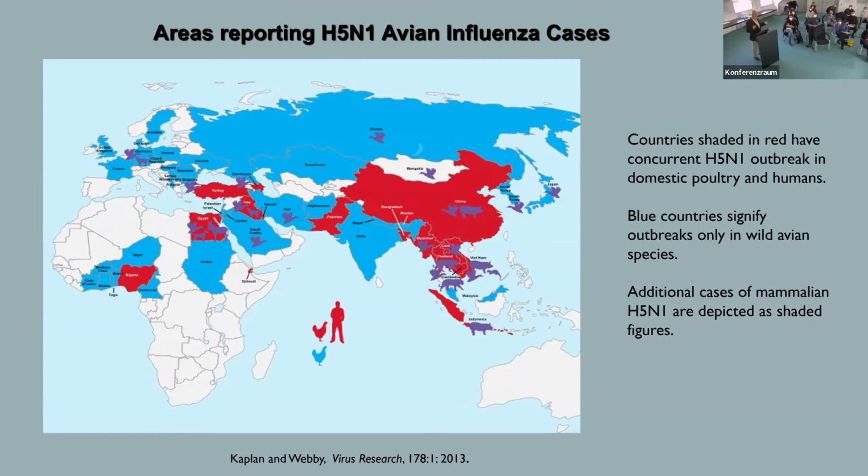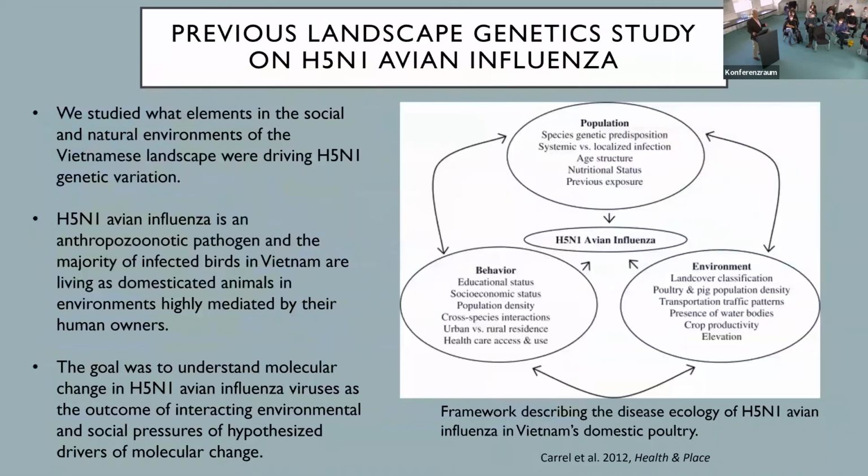Anyways, those red countries are where there's H5N1 outbreaks in domestic poultry and humans. The blue are just in wild avian species. And by the way, it's been spreading a lot this year, and last year, around the world. And the purple ones are the mammalian species that have been found in Indonesia and Vietnam, pigs, and then I think in Egypt it's donkeys. So that's the distribution of H5N1.